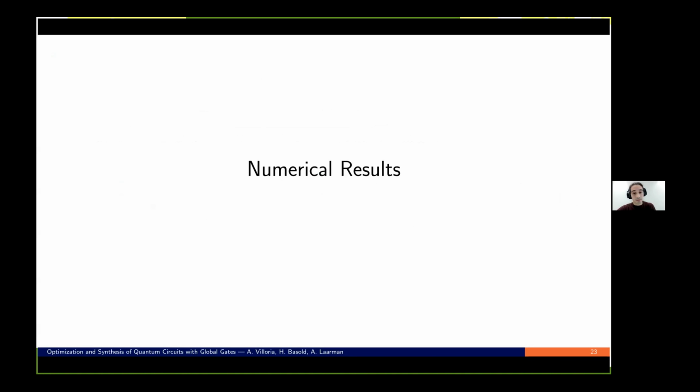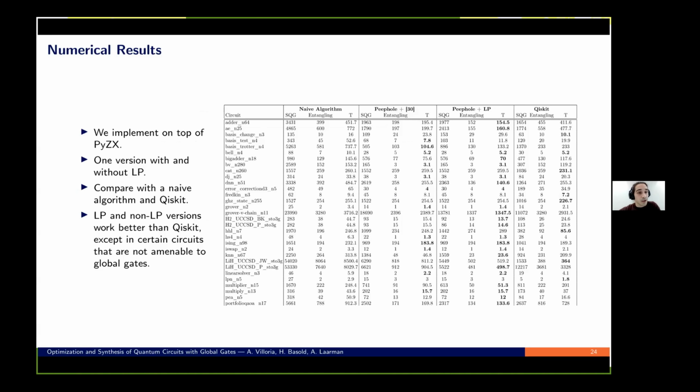Okay, so let me show you the numerical results that we have obtained. We checked on different benchmarks. We used Quantum bench, MQT bench, and then some quantum chemistry circuits. And we implemented 4 different algorithms to compare with.